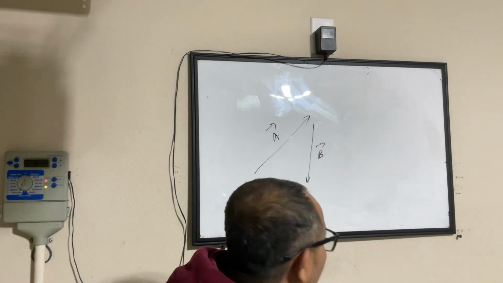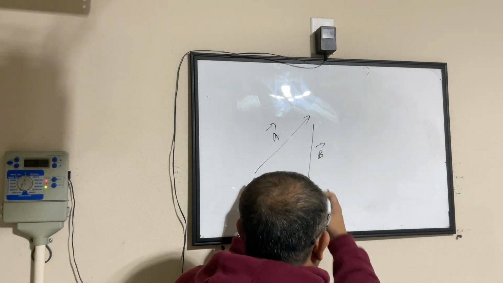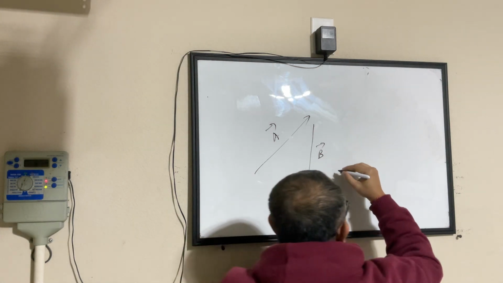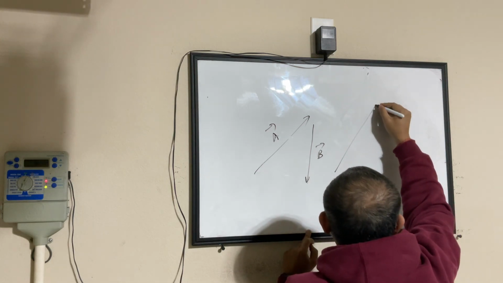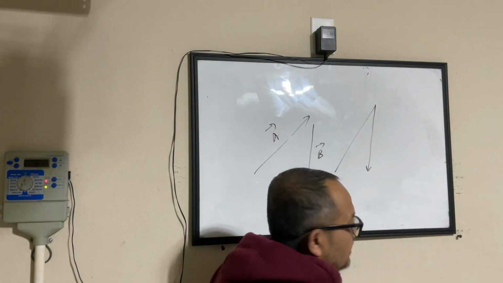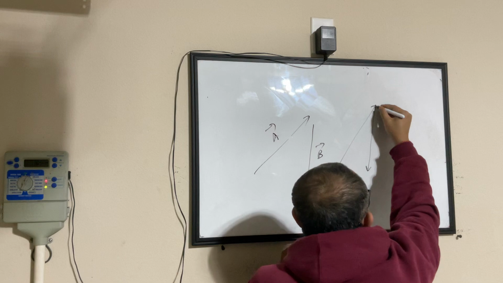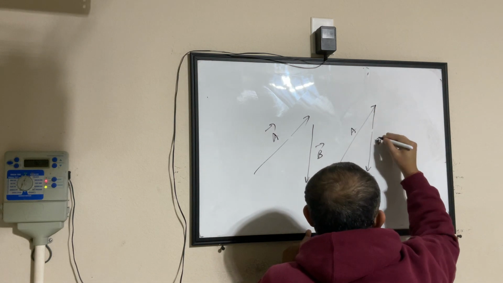Now, what are the ways you can add them to find out the resulting vector C? You will say, okay, this is my A and this is my B. This is one way to add the vectors. This is A and this is B.